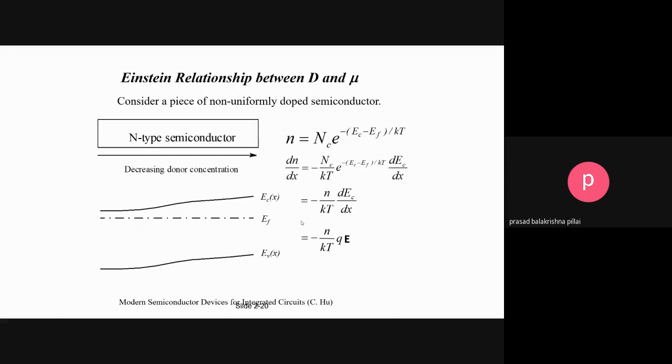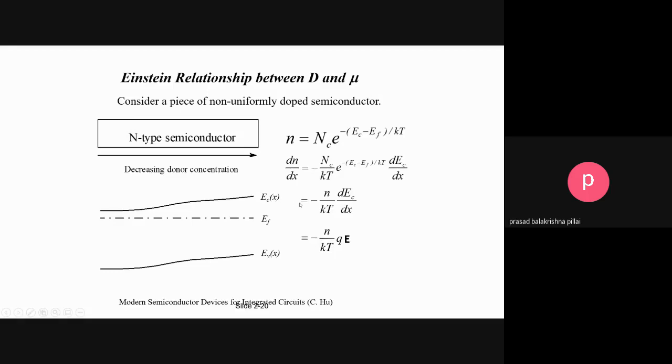So now let us get into the Einstein relationship. Let us take the N-type semiconductor. We have seen that the electron concentration is decided by these factors. This is the density of states in the conduction band, and this is the Fermi function or the probability function. Again, I can do the differentiation. dn by dx will be this. So this is dc by dx.